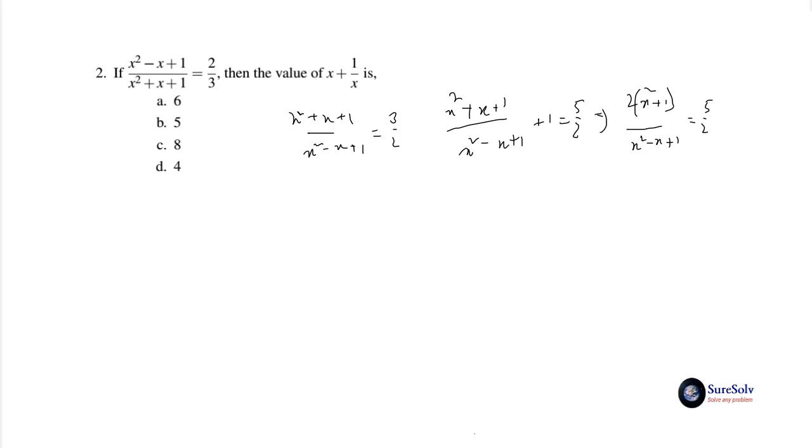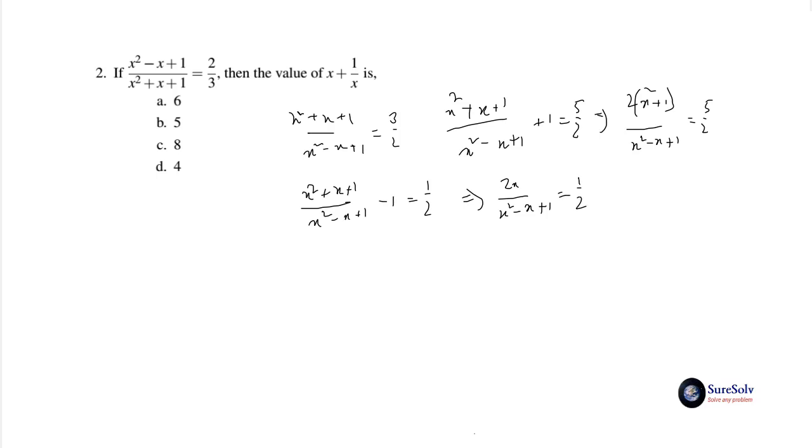In the second step, 1 is subtracted from both sides of the equation. In our case, x squared plus x plus 1 divided by x squared minus x plus 1, minus 1, equal to just half, which becomes 2x by (x squared minus x plus 1). X squared plus 1 are cancelled out. This is equal to half.